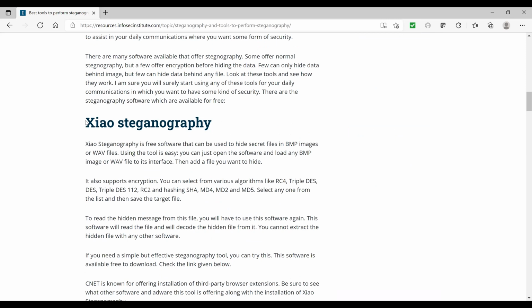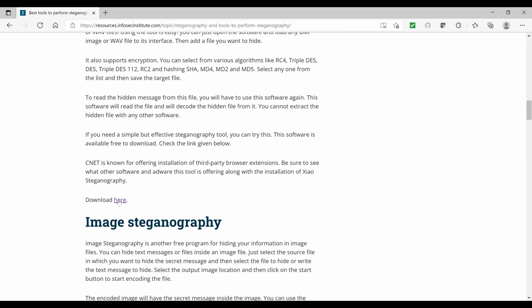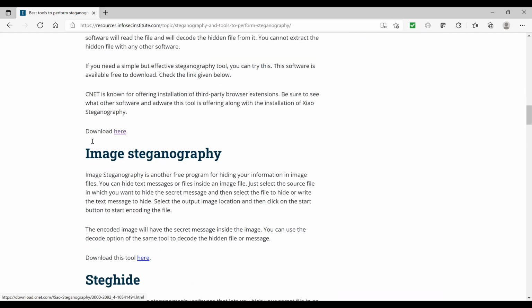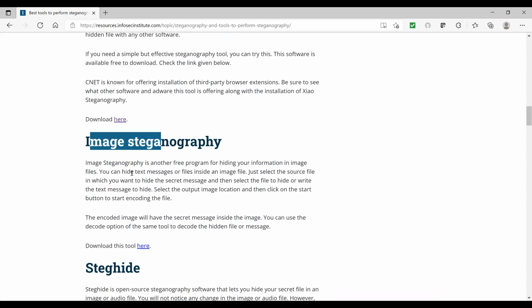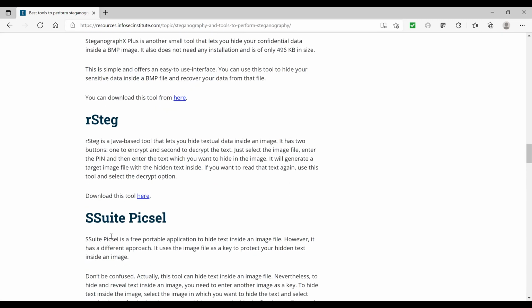We have a tool called XIAO Steganography, and this is free software that can be used to hide secret files in BMP images. BMP is the method which I explained to you right now, where it will take the last bit and use it. If you want to download the program, you can download it here. This is another tool for image steganography. All these tools are used for steganography.